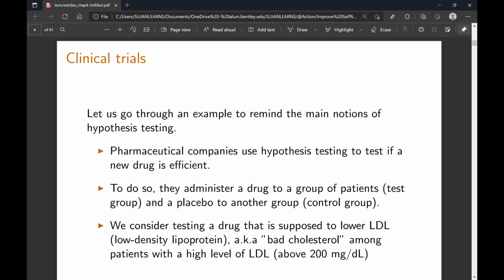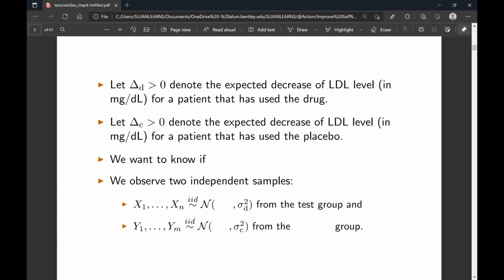And in this case, what we have is LDL and a medicine that lowers the LDL, which is also known as bad cholesterol. And when you have cholesterol of more than 200 mg per deciliter, then it is called a high level of LDL. Now, moving on to the second slide for notation and modeling. Here, delta D, what does it represent? It represents the decrease in cholesterol for the group of people who have used the drug.